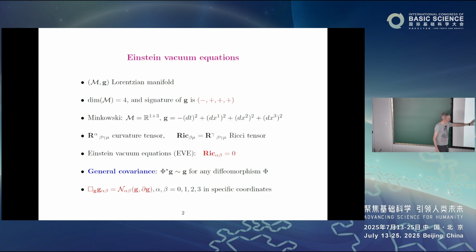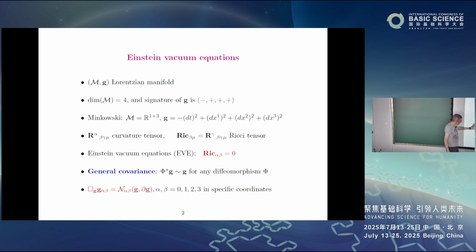Now this object is quite complicated, so you want to take some trace of it to get a simpler object. By taking a trace with respect to 2 indices, you get the Ricci tensor, which is simply a symmetric 2-tensor. It only contains partial information on the curvature of your manifold, and with this, I can now state the Einstein equations in the vacuum, which simply correspond to all Lorentzian manifolds with a vanishing Ricci tensor.